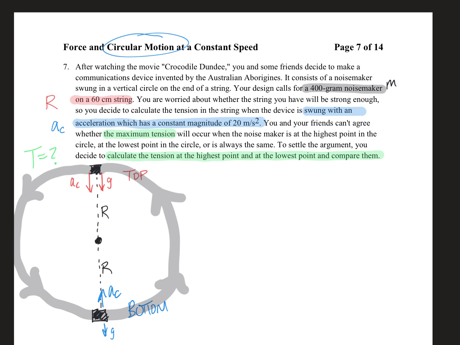So we've identified some values in the problem statement. We've drawn a picture. So on the test, I'm going to make some demands of you.